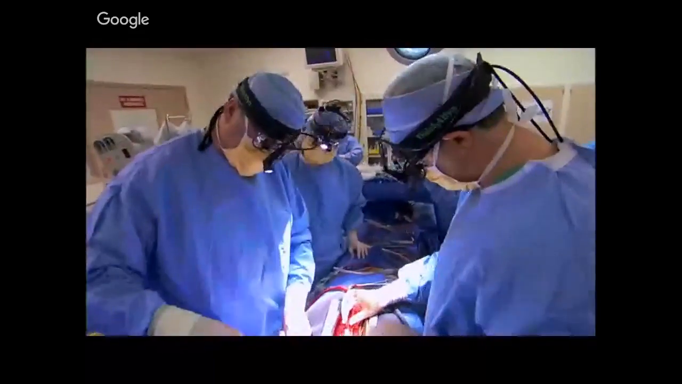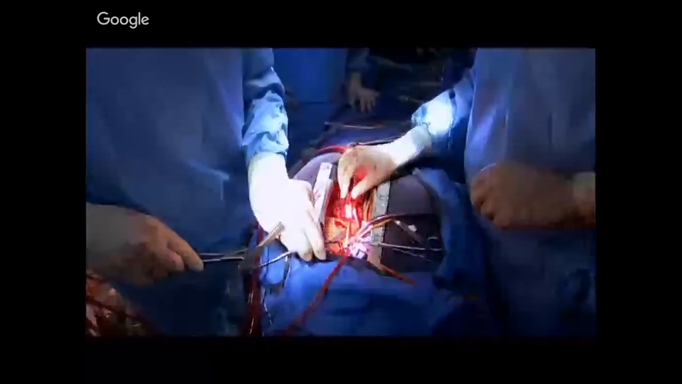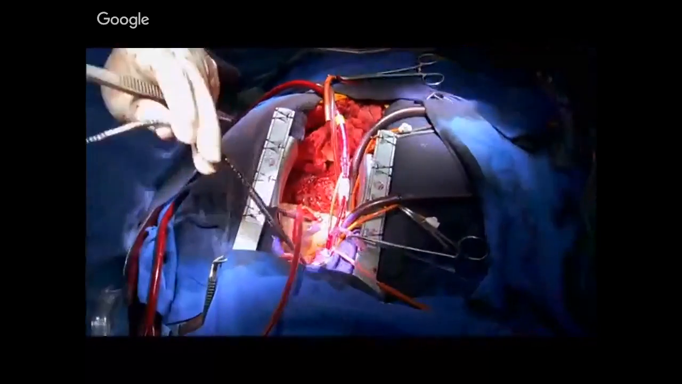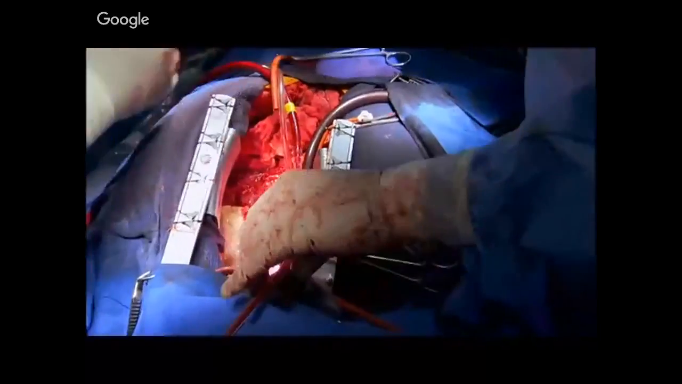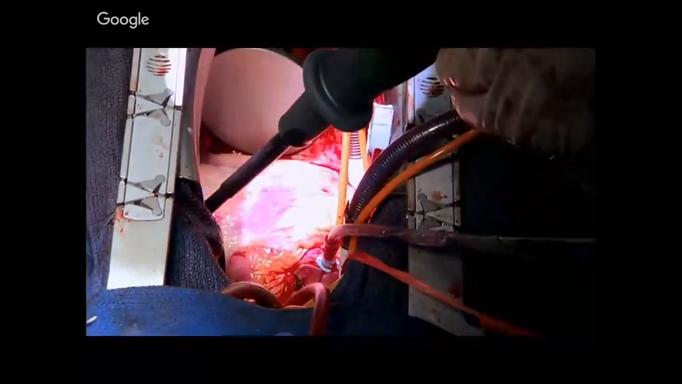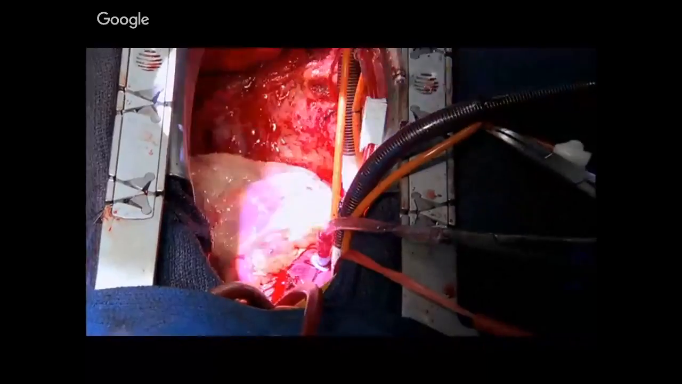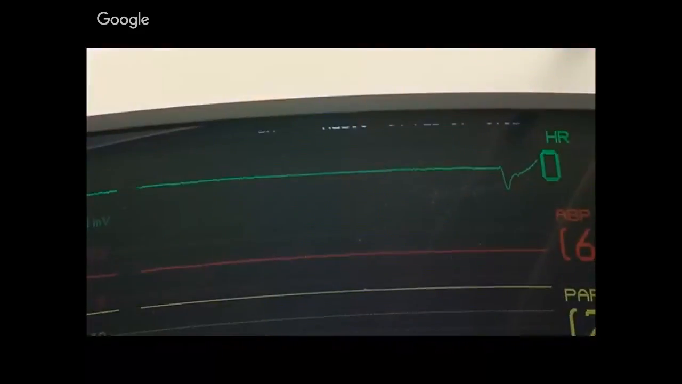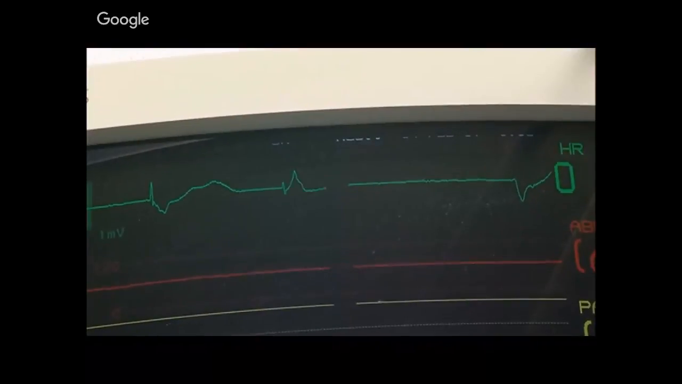Here we go. Here comes the clamp off. 0.5? 0.5 in the top. Okay, clamp is off. Paddles with us. Well, again. Okay, good. We have initial beat.